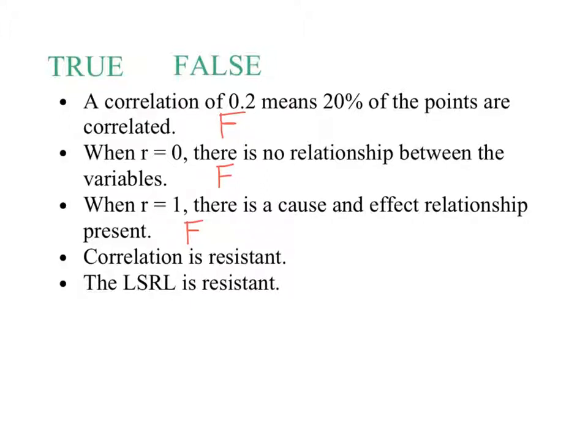Correlation is resistant. That's false. Outliers will greatly affect how linear the data appears. And the least squares regression line is resistant. That's also false. It would be greatly affected by outliers and influential points.